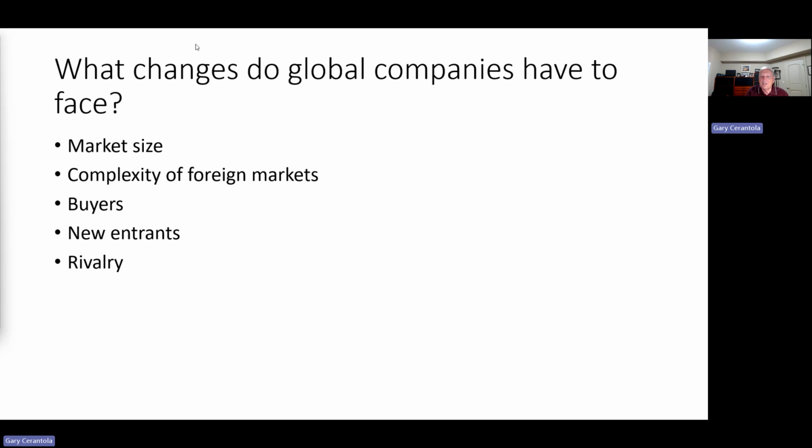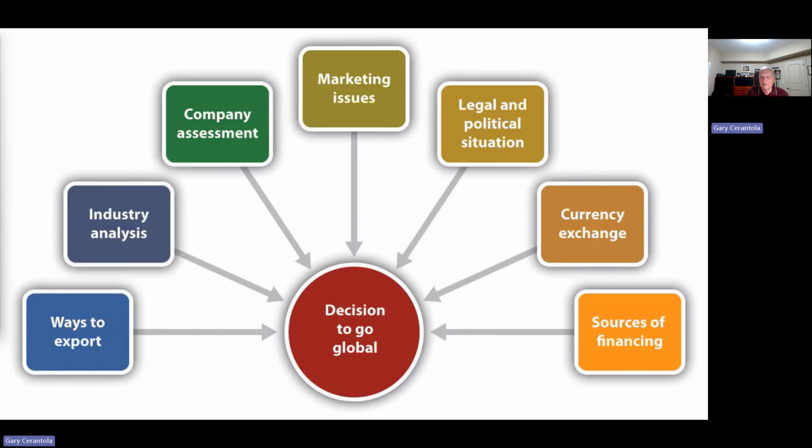So what challenges do global companies have to face? Well, market size, complexity of foreign markets, the governmental aspects of foreign markets. You can get into a lot of trouble if you don't understand the system of laws and regulations. The buyers, the new entrants, the rivalry, and oh, by the way, Michael Porter has a diamond model for going global as well, and we're going to cover a little bit on that today.